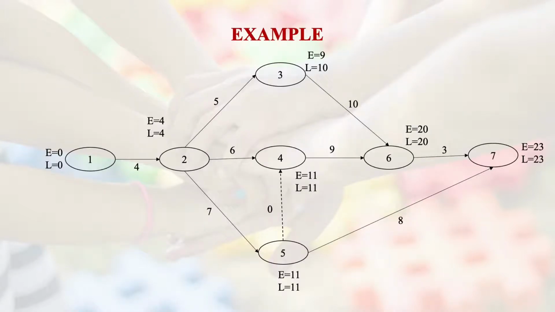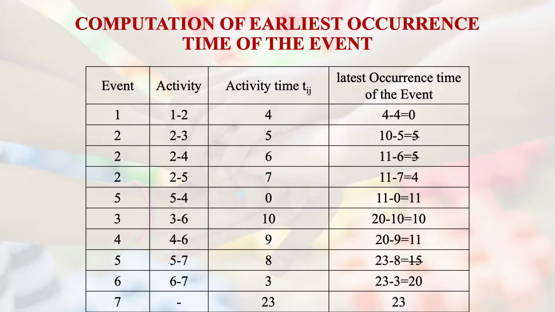Okay, moving back from 4 to 5, right? As we have an arrow from 5 to 4, the activity from 5 to 4, which is the dummy activity, even then the latest occurrence time for 4 was 11, so the latest occurrence time of 5 is going to be 11. So what you can see, 11 and 15, you have to take the minimum of it, and you get 11 as the latest occurrence time of event 5.